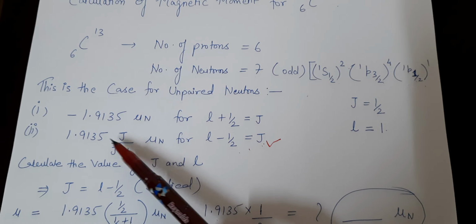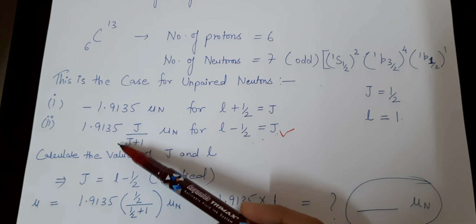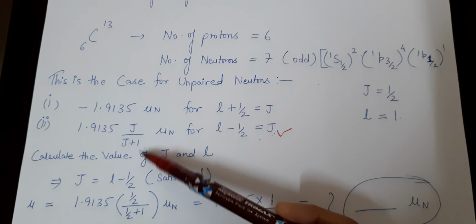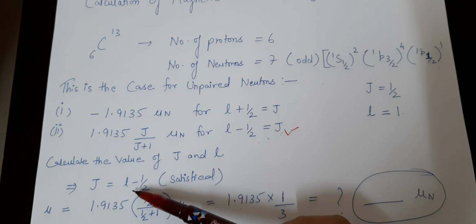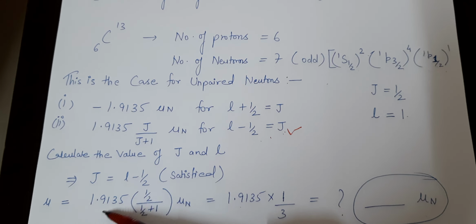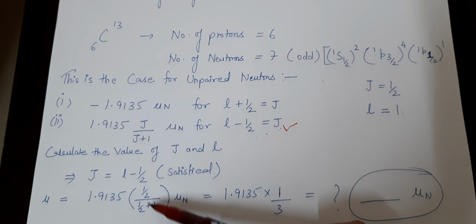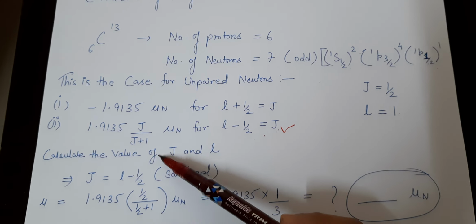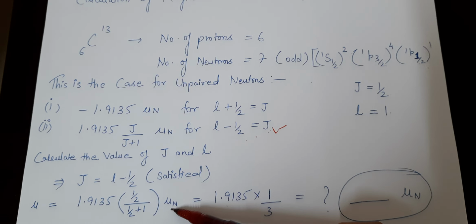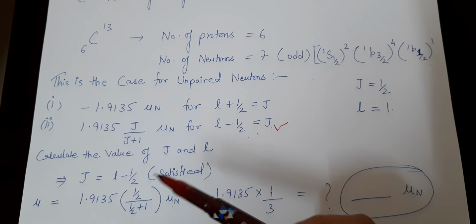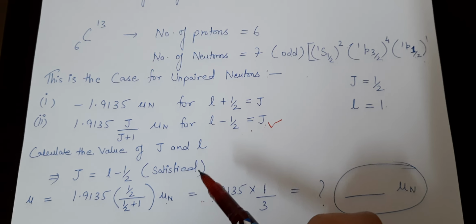Now calculate your magnetic moment using this formula: 1.9135 times J by J plus 1. So J here is half. So 1.9135 times half, divided by half plus 1. Now calculate this value and tell me what is the total value of the magnetic moment of this particular case.